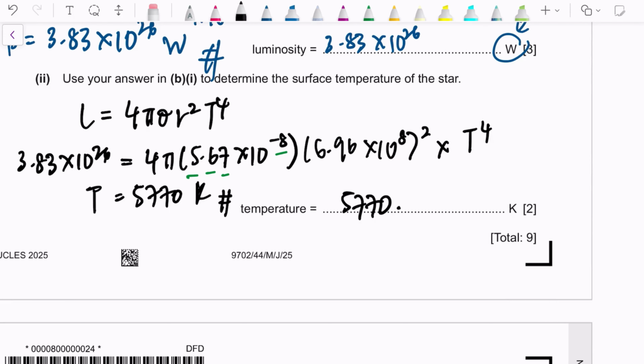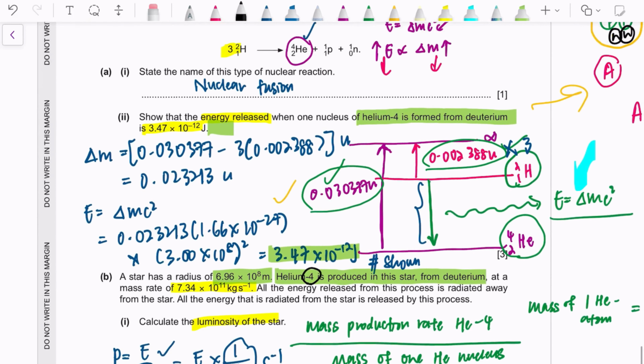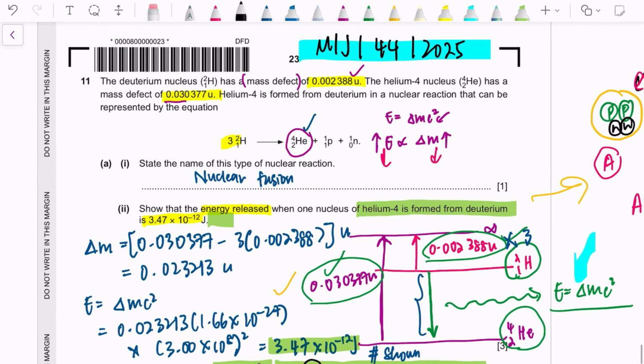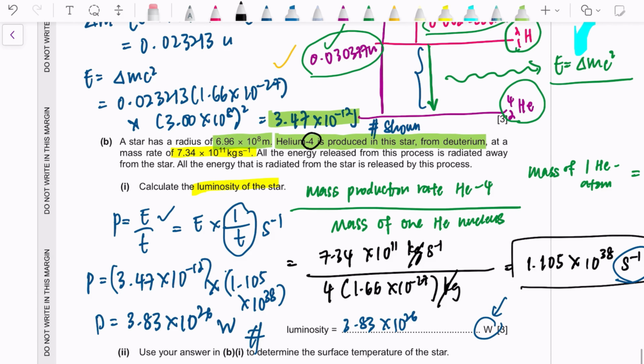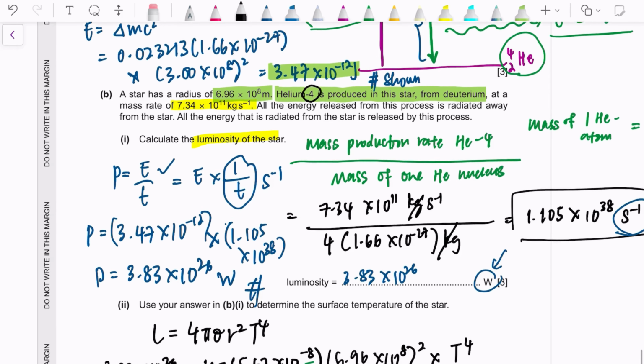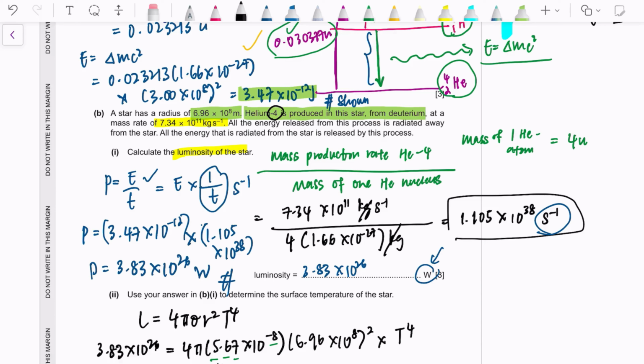So that is all about question 11. The first part is more on nuclear reaction and the energy, and the next part they relate it to the luminosity of the star. So that's all for today's video. I hope you gain a better understanding on nuclear reaction and also luminosity of the star, and how to calculate the time and how they relate this to the rate of helium nuclei produced per second. It's actually a very interesting one.